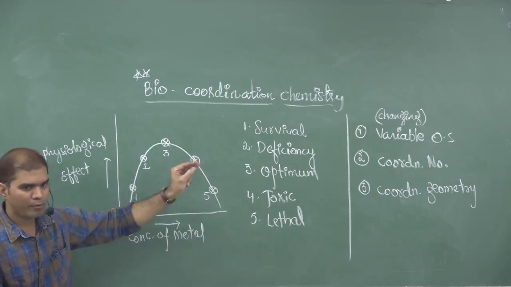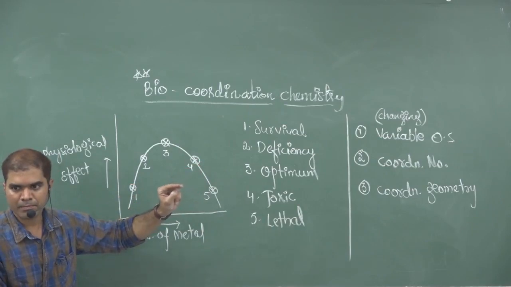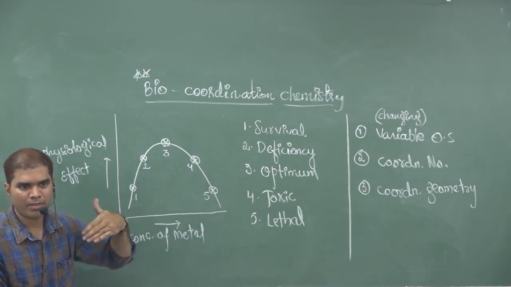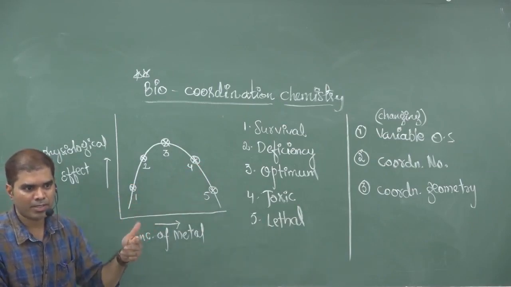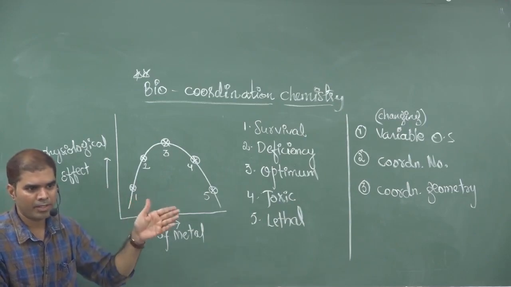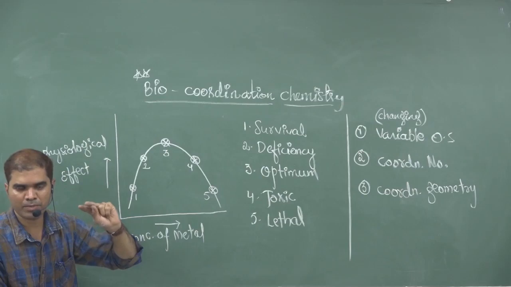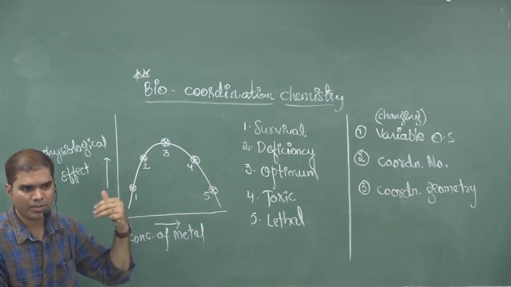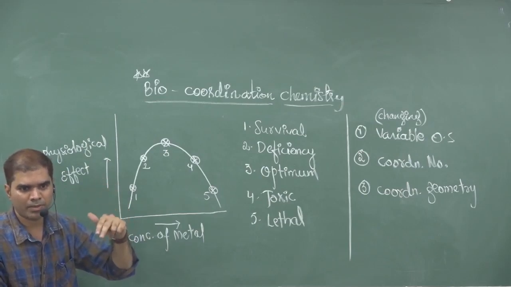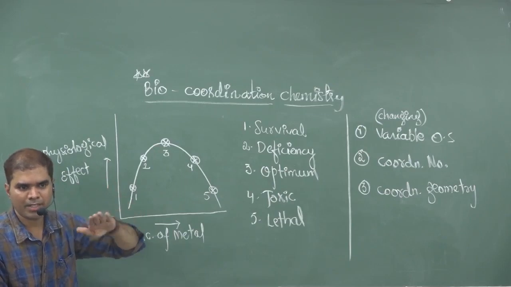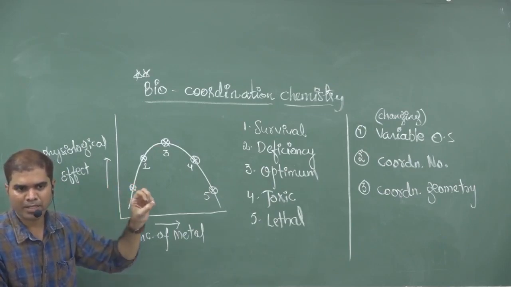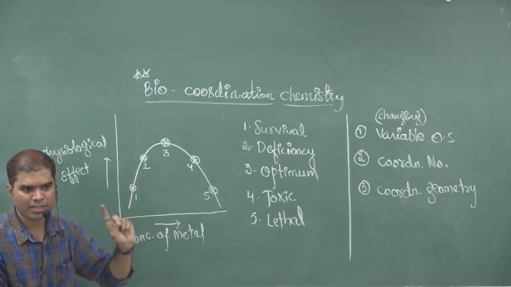But if I choose iron, iron is present in hemoglobin, in ferredoxins, and in different metalloenzymes. It can switch its oxidation state from +2 to +3. I choose copper, +1, +2. I choose zinc, but zinc is anyway in +2 only. But there are several other metals which can switch their oxidation state.